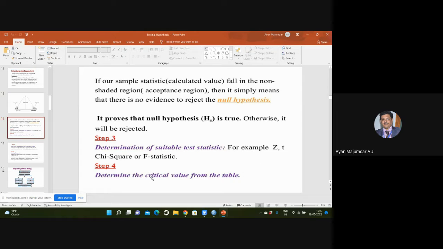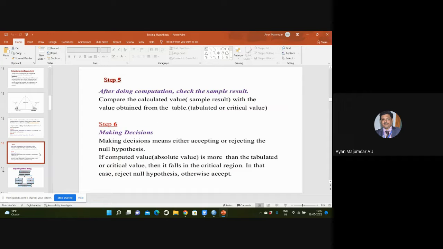Now, how is that to be done? Once we develop this test statistics, we need to get the critical value from the table. We will compare the test statistic value with the critical value. If the test statistic is more than the critical value, then we will reject the null hypothesis, or else we will accept it. Now, this is just a discussion, one step after another. Later on, when we take up the example, we will see this.